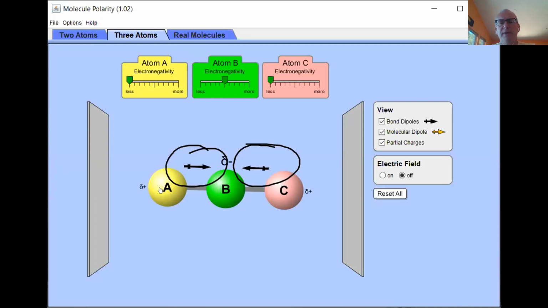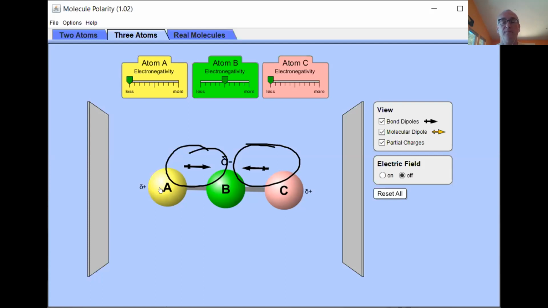So basically we haven't changed the intensity of the bond dipole. We've changed something else. What have we changed about it? When it became linear, the arrows are pointing at each other. Ah, and that seems to make a difference, doesn't it?